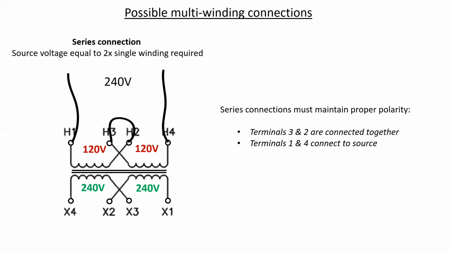If instead we were to connect them in series, we're connecting 3 and 2 together, and we're taking the source off H1 and H4, which means we have double the value of source voltage required in order to drive this transformer. So we'd have 120 applied to each of these coils because 240 divided by 2 equally is 120.